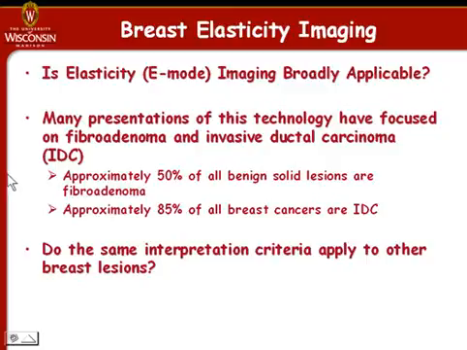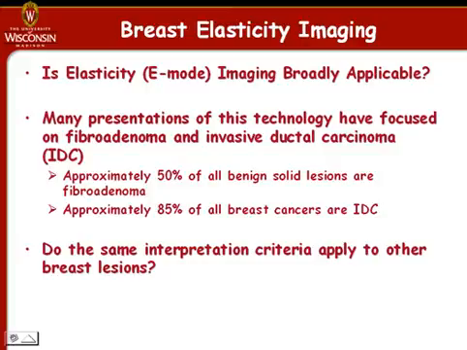So a reasonable question is, does this extend beyond just fibroadenomas and invasive ductal carcinomas? Well, a lot of the presentations that have been done in elasticity imaging focus on differentiation among solid lesions. One of the reasons is that we know that about 50% of all benign solid lesions are fibroadenomas, and about 85% of all cancers are invasive ductal carcinomas. So it's no surprise that they're the typical example.